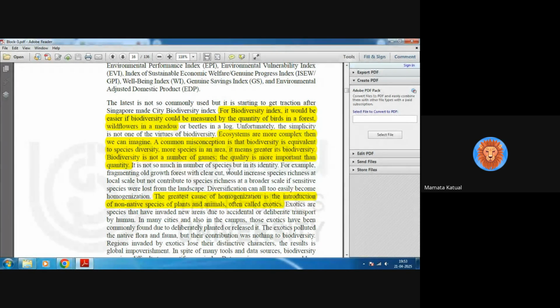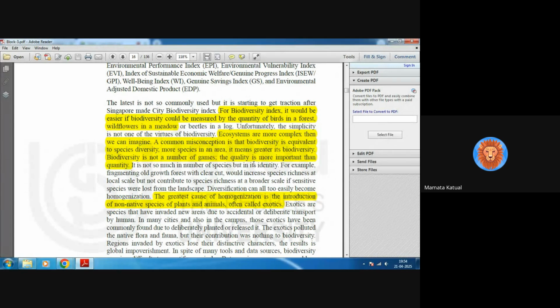So generally we believe that biodiversity is equal to species diversity. Commonly, there is a common belief that if there is species diversity, if there is a greater number of species, then biodiversity is more. But biodiversity is not a number game. The quality is more important than the quantity.